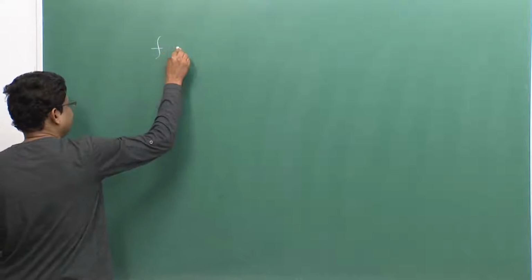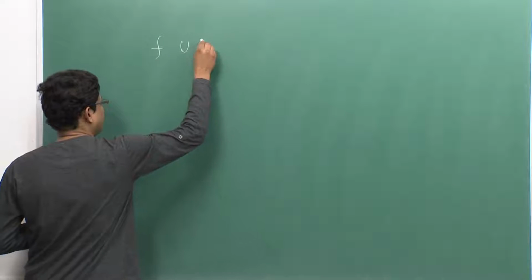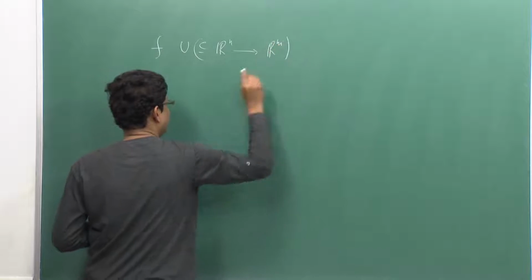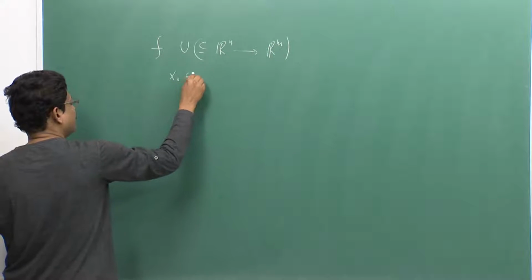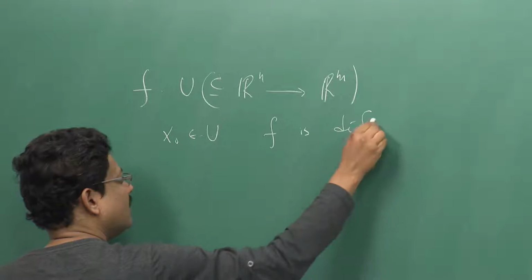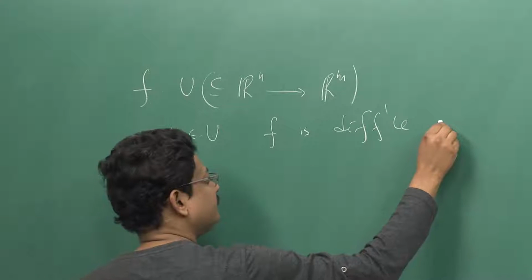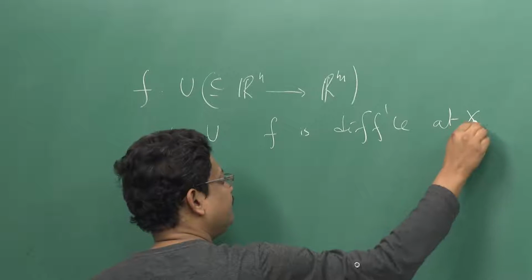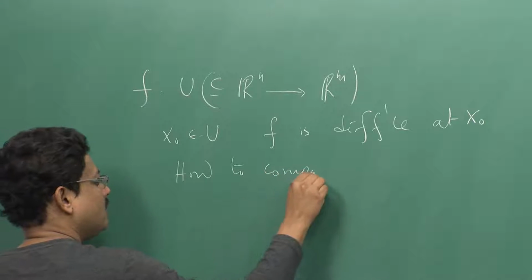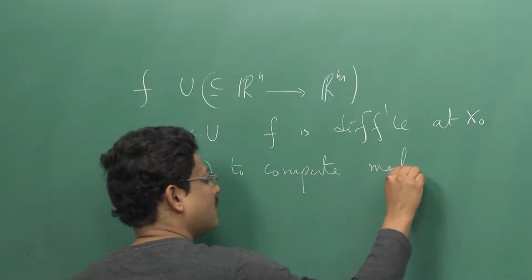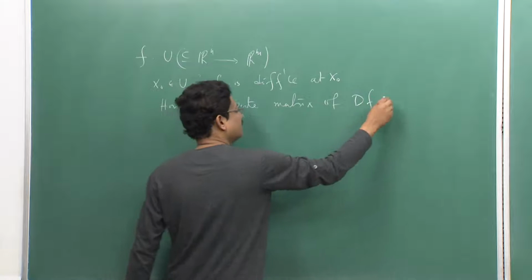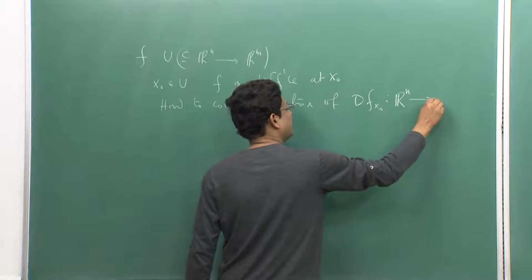Suppose I have f again, from U in Rn to Rm, and x naught in U. f is differentiable according to our definition at x naught. So, how to compute the matrix of this derivative? Remember, derivative is a linear map from Rn to Rm.